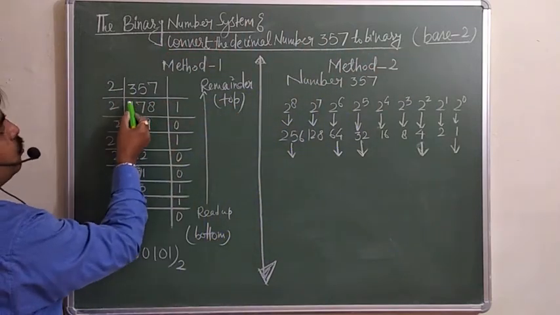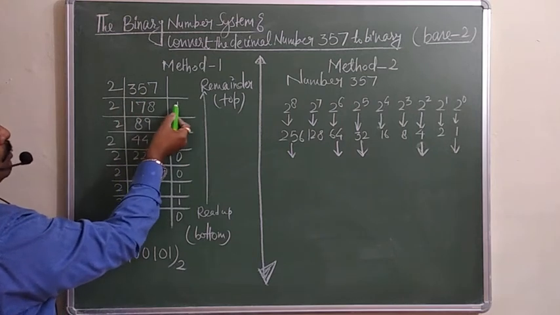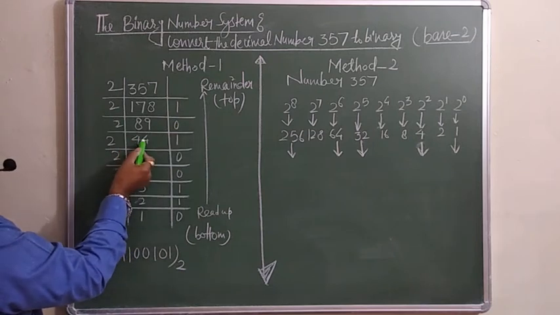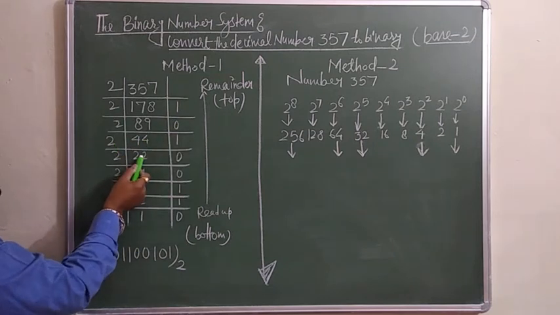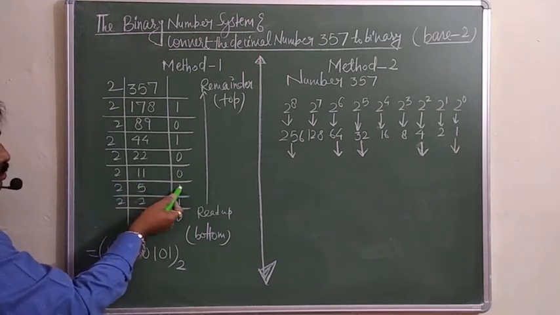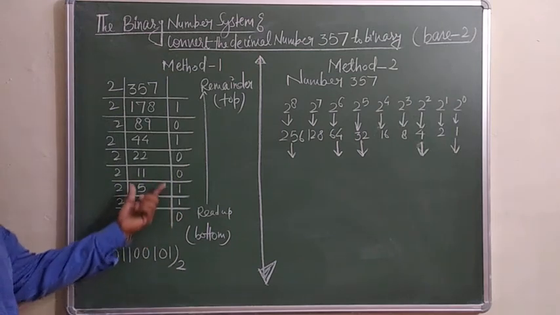We divide by 2: 2 ones are 2, 2 threes are 6, 2 fives are 10, 178, remainder 1. Again by 2, 89, remainder 0. 2 into 44, remainder 1. 22, remainder 0. 11, remainder 0. 2 fives are 10, remainder 1. We continue this, and you get this.